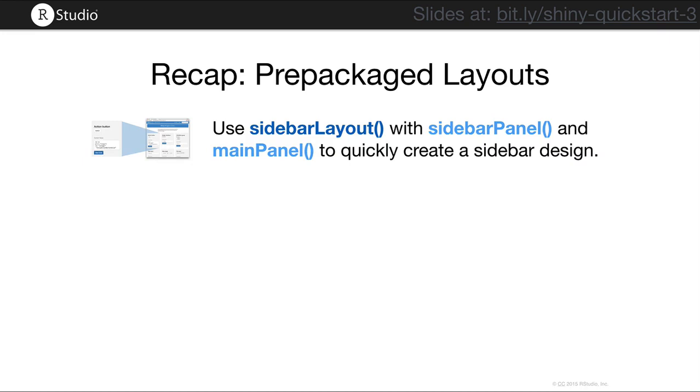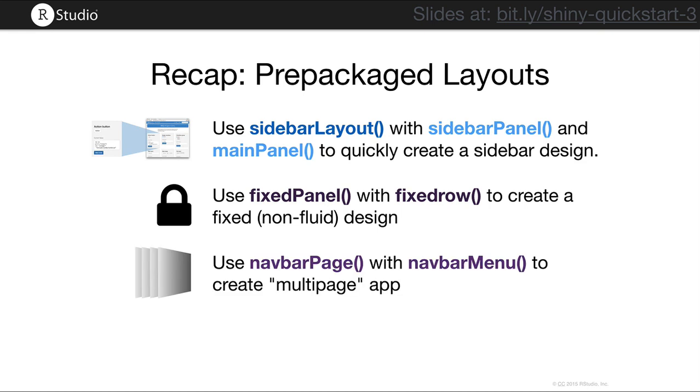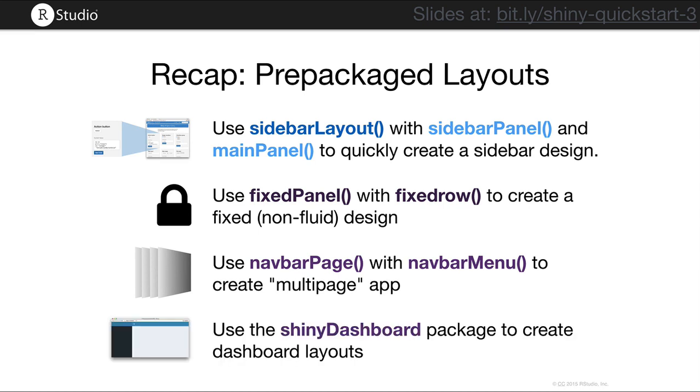All right, so when it comes to prepackaged layouts, you can use sidebar layout to quickly create a side panel and a main panel. You can use a fixed page along with fixed row to create a non-fluid Shiny app. And then you can use navbar page, perhaps with navbar menu, to create a multi-page app like the ones we were looking at. And then finally, the shinydashboard package provides an additional layout for creating administrative dashboards with Shiny.